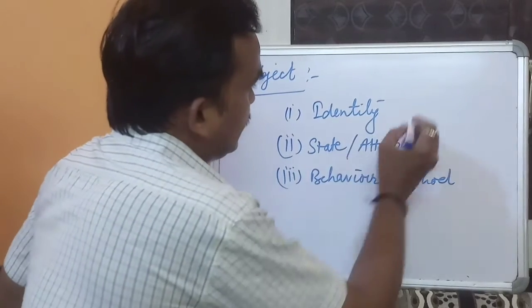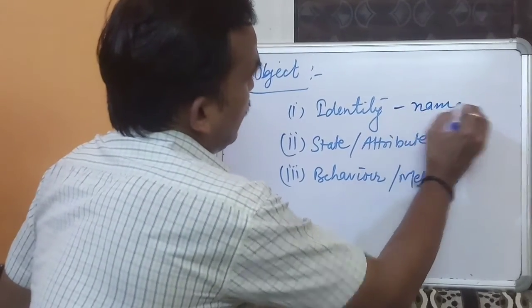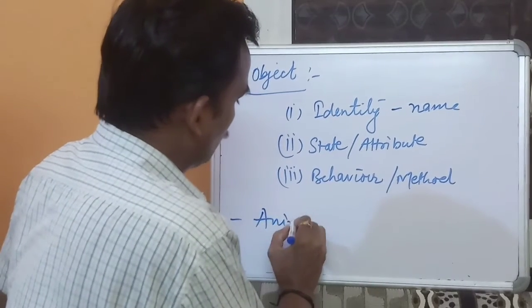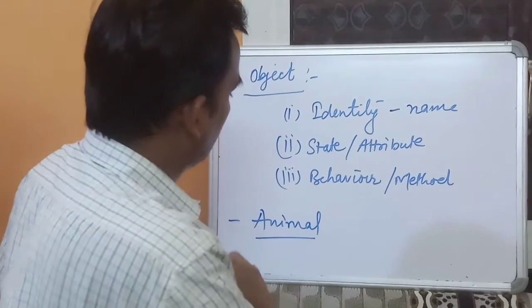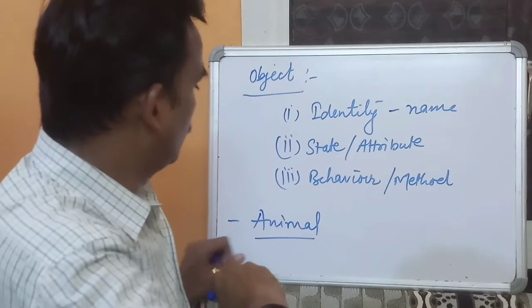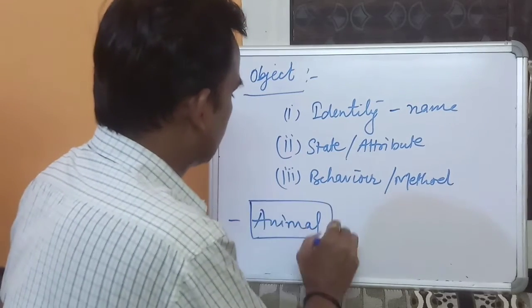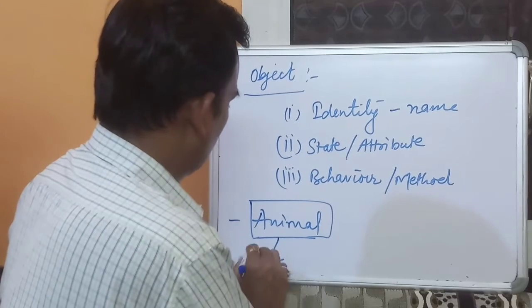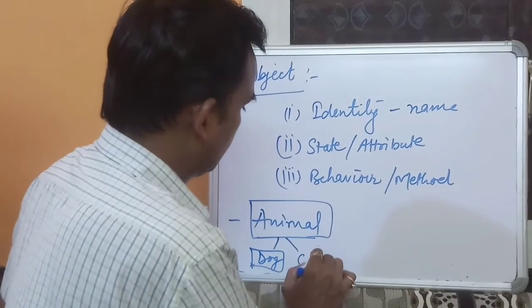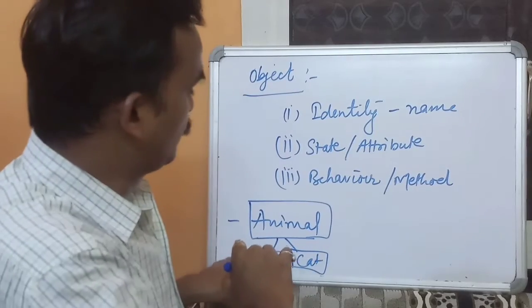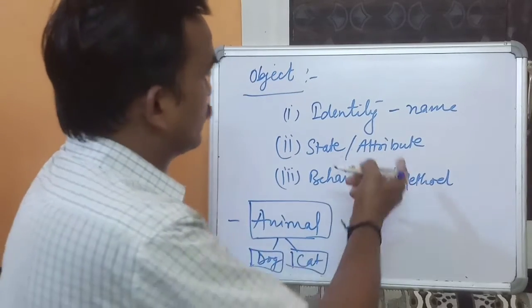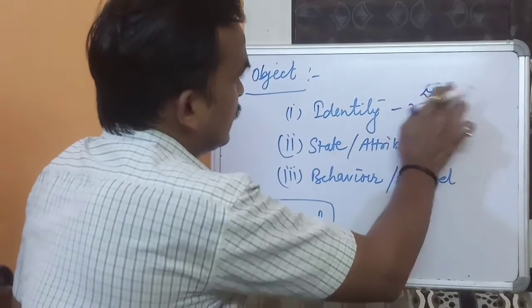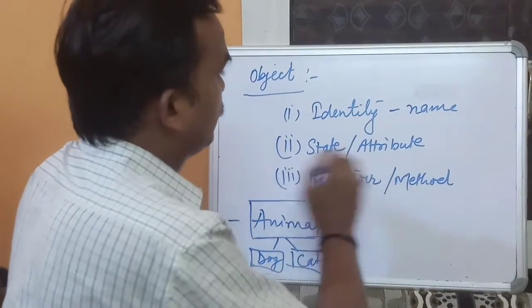Identity is the name of an object, any name. For example, animal is the name of a class, and what will be the objects of that class? Dog and cat, something else. These are objects, and animal is a class. So here we can say this is a dog. Okay. And then state and behavior.